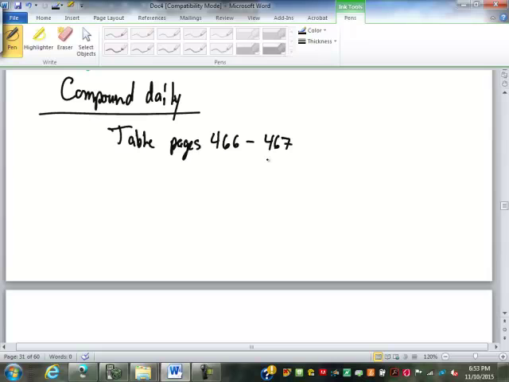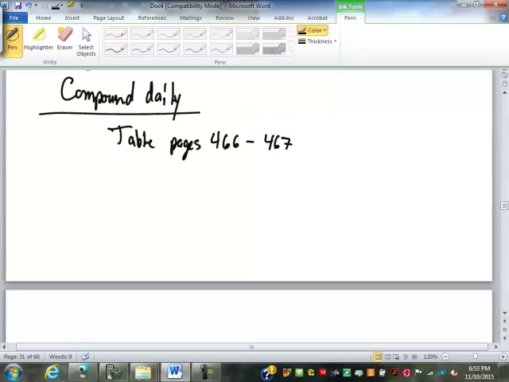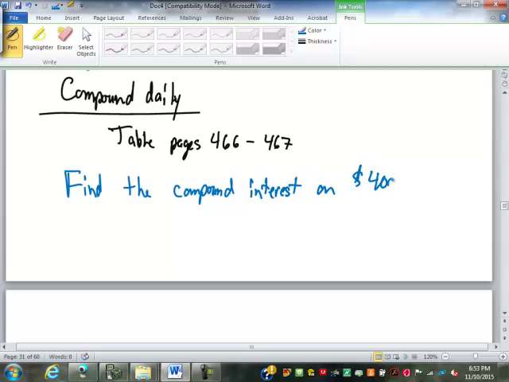Now this table works different from the previous table for the compound amount of $1 for future value. So let's take a look at how this table works. We're just going to work through a couple examples to see how the table works. Find the compound interest on $4,000 at, let's go 7%. Well, 7% isn't even on here. I have to make sure I have a percent that's on the chart. It's 6%. Compounded daily for 2 years.